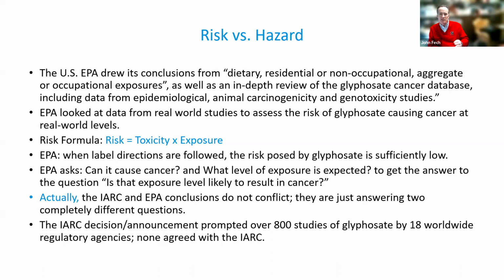When the EPA looks at that, they have their labels that they oversee and work on with the company that makes the different products. When those label directions are followed, their conclusion is that the risk posed by glyphosate is sufficiently low to release it for use by homeowners and professionals. The EPA asks, can it cause cancer? As well as the balancing part: what level of exposure is expected, to answer the question, is that exposure likely to cause cancer?